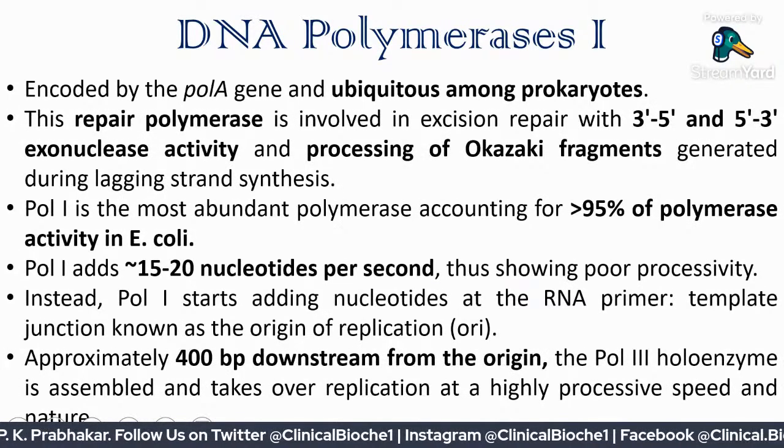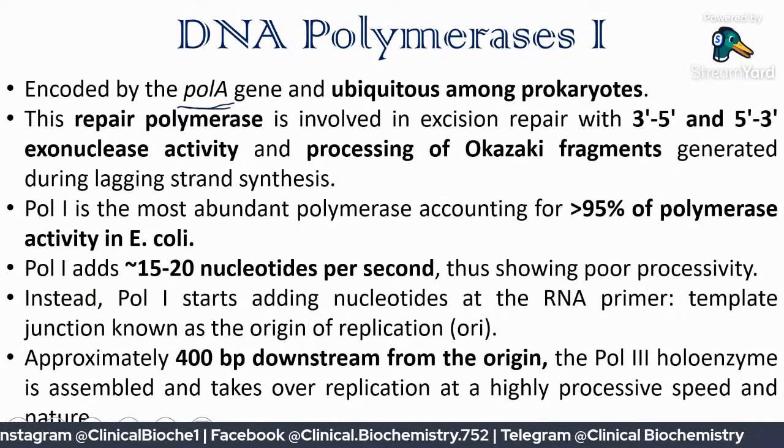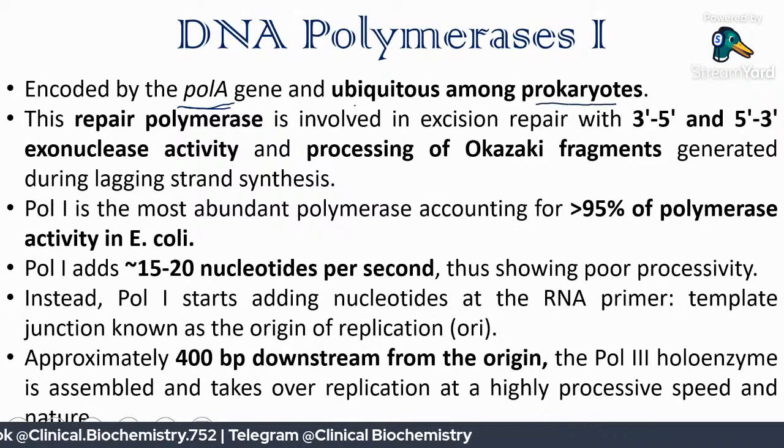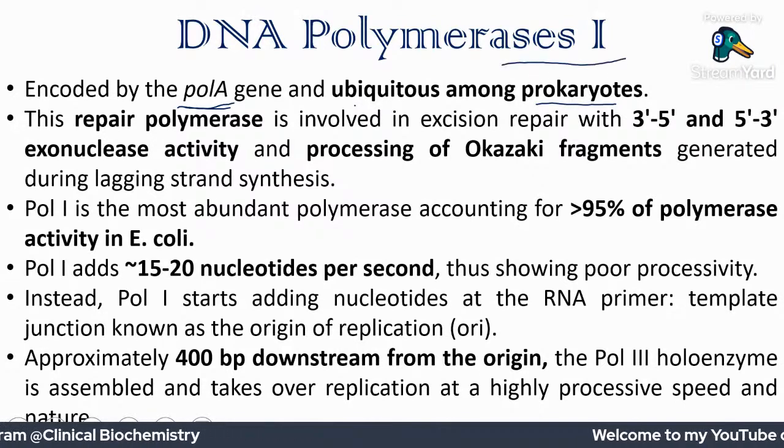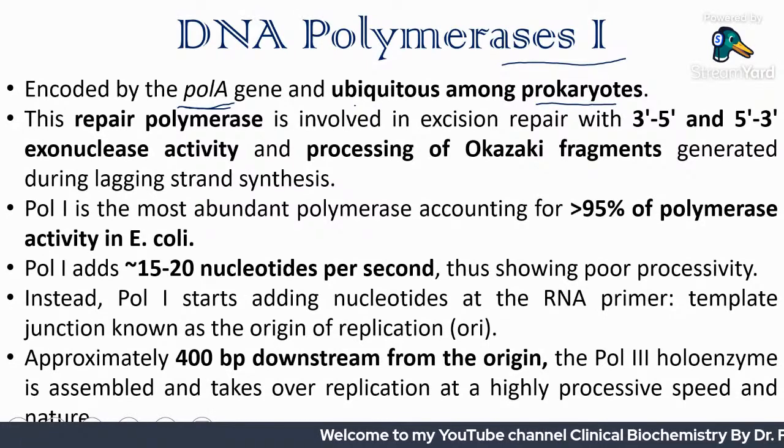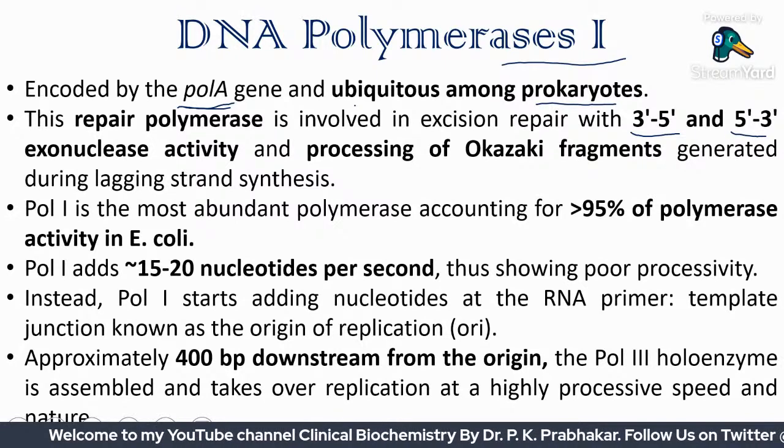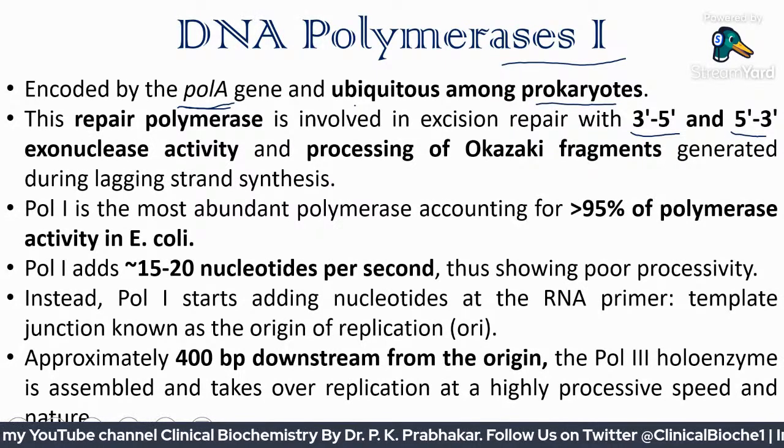So, some information we need on polymerase 1, polymerase 2, and polymerase 3. Polymerase 1 is encoded by the polA gene, and it is ubiquitous among the prokaryotes. Ubiquitous means it is present in almost all prokaryotic systems. Polymerase 1 is normally used in repair systems or for small DNA fragments. It has 3'-5' exonuclease, 5'-3' exonuclease, and 5'-3' polymerase activity also.